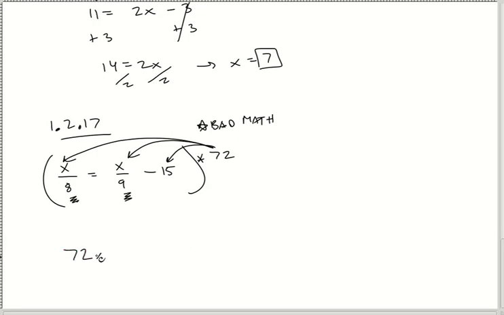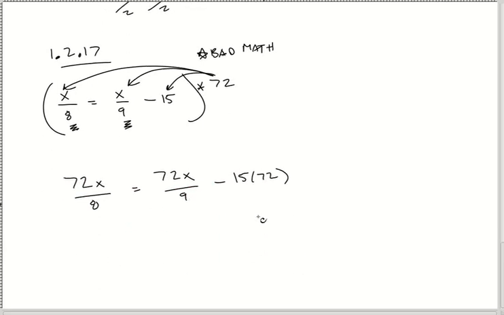I got 72x over 8. I got 72x over 9. And then I got 15 times 72. Now, it looks like a lot, but things should cancel right now. Notice that we got 72 over 8. Well, go figure, that's a 9. We got 72 over 9. Oh, wait, I know that one. It's an 8. It's kind of like they're opposites in a way.